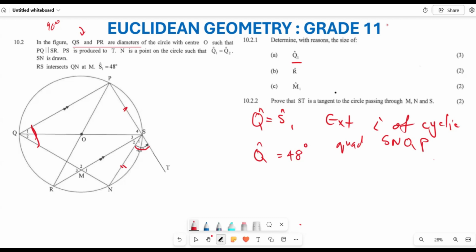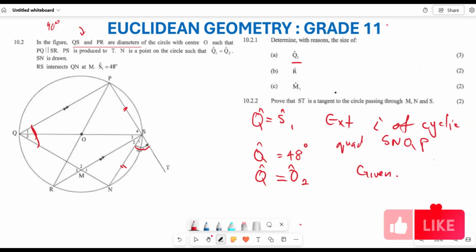Now, however, can we not conclude that we've already concluded that angle Q1 is equal to your angle Q2? Why are we saying that? Remember, this was given, which means whatever you have here as 48, both of these are going to share it. Remember, Q1 and Q2 are equal to each other because it is given.